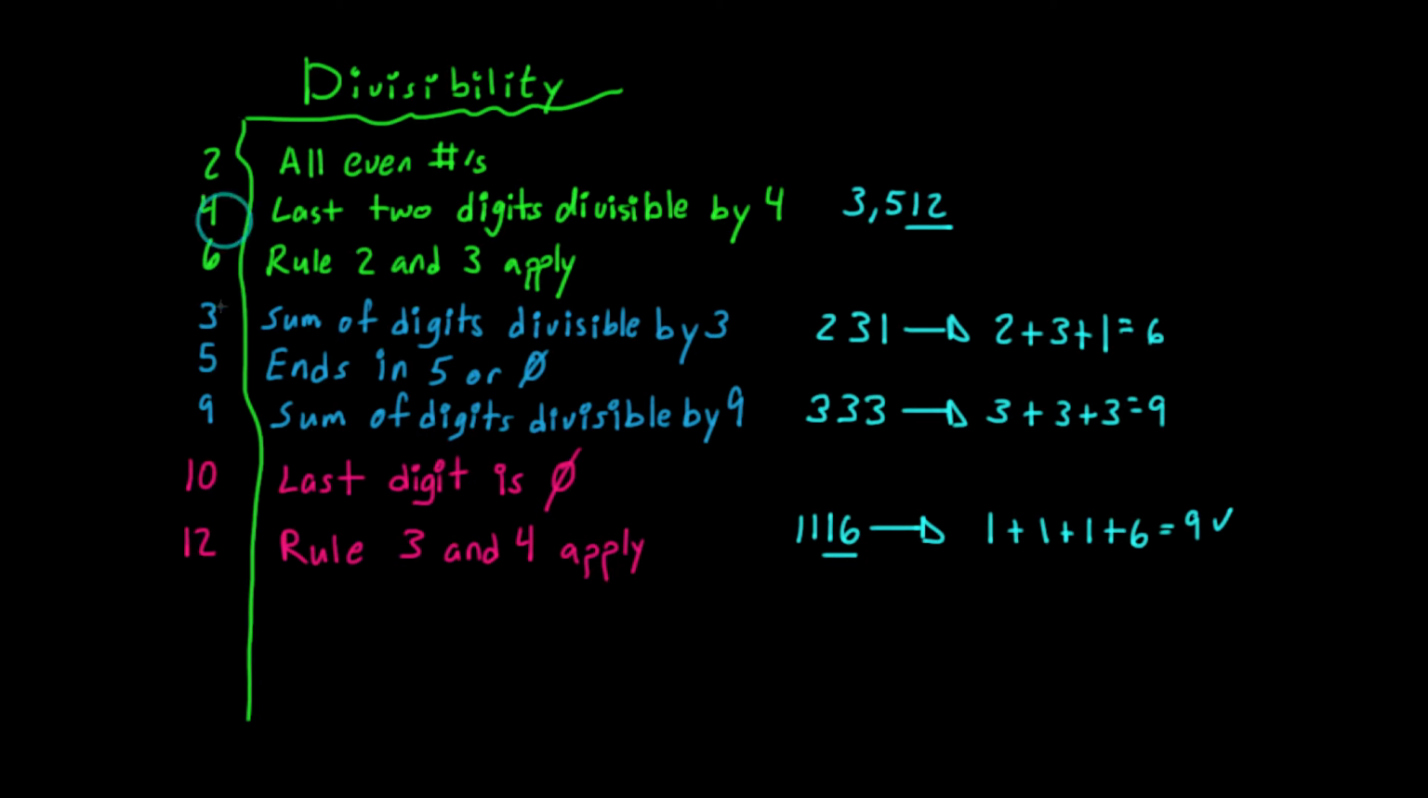Alright guys, I want you to take a look at this list. Notice there are two numbers that are missing. Notice the rule of 7. I haven't labeled the rule of 7 or the rule of 8. These numbers can be tricky. These numbers have kind of tricky rules.